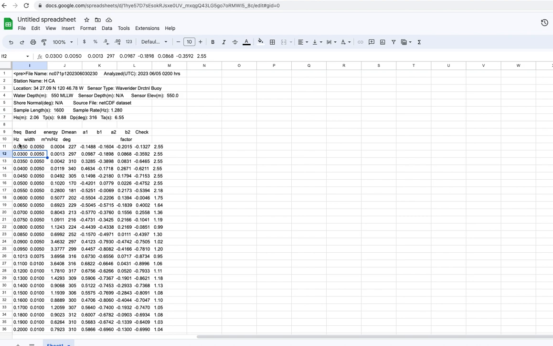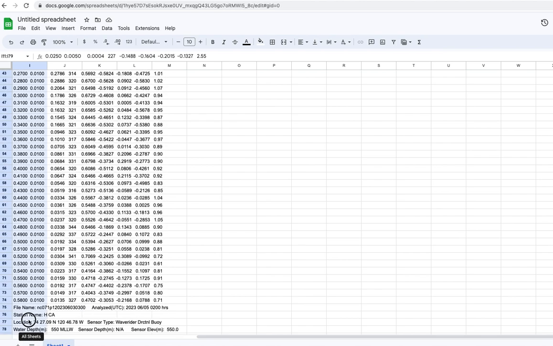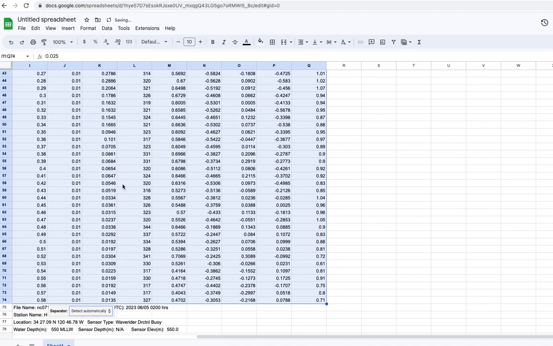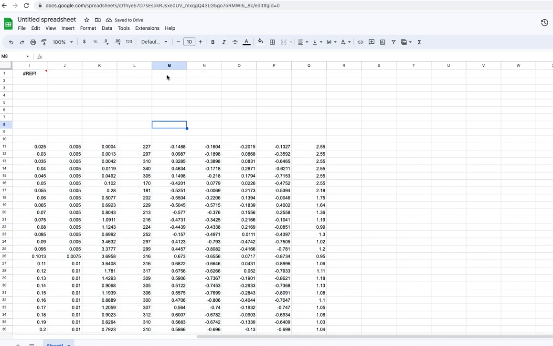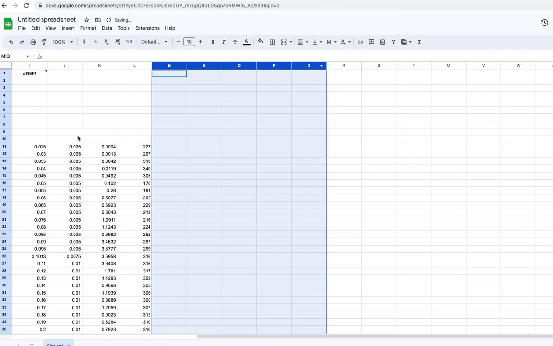And basically, it came in like a nice clump of text. We can get these into individual columns by just selecting down to here, and we'll go to Data, Split text to columns, and voila. We've done most of the hard part, believe it or not. For today's video, we don't need these columns. We'll delete them right here.